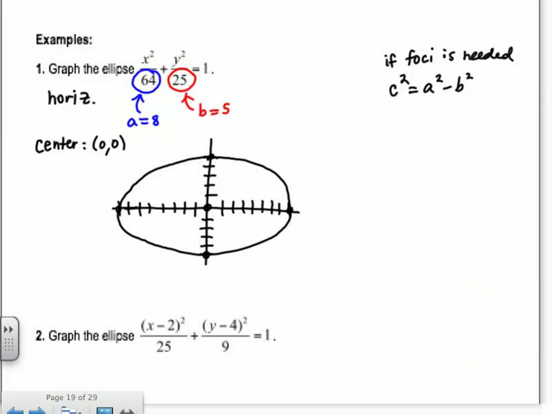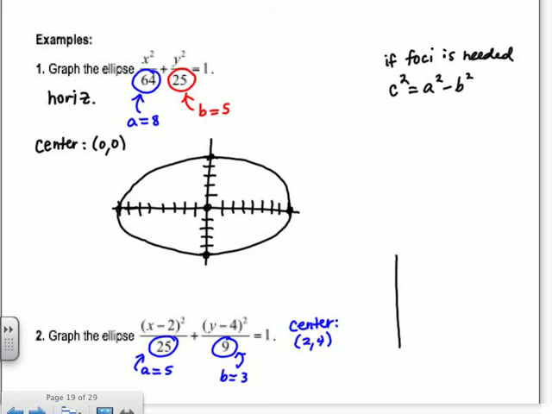So first of all, I know since the big number is under the x, that it's a horizontal. So a is 5, b is 3, b squared is 9. All right, my center is 2, 4, just like for a circle, opposite signs. So you have -2, -4, so it's 2, 4.